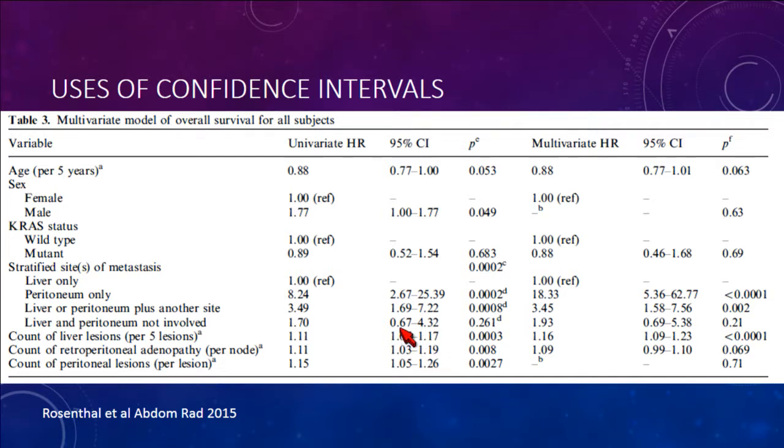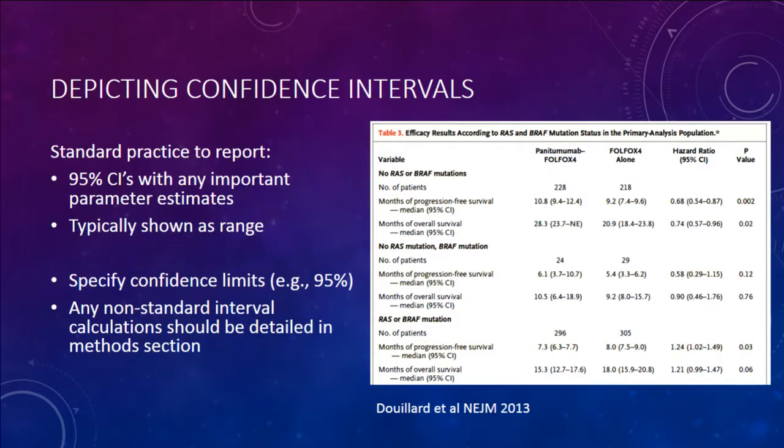Similarly, down here for liver and peritoneum were not involved, meaning there were sites of metastases outside of the liver or peritoneum, and those two sites were not involved. We can see that our confidence interval goes from 0.67 to 4.3 and is non-significant. So the inclusion of 1 within that confidence interval suggests that it's not going to be significant. And the fact that it's so much wider than this population up here suggests that either we had fewer people in this group or the variance in the measurement was a lot greater.